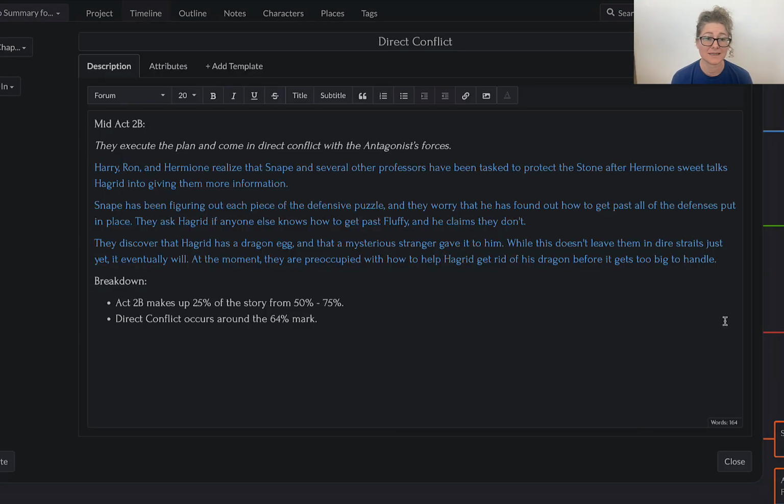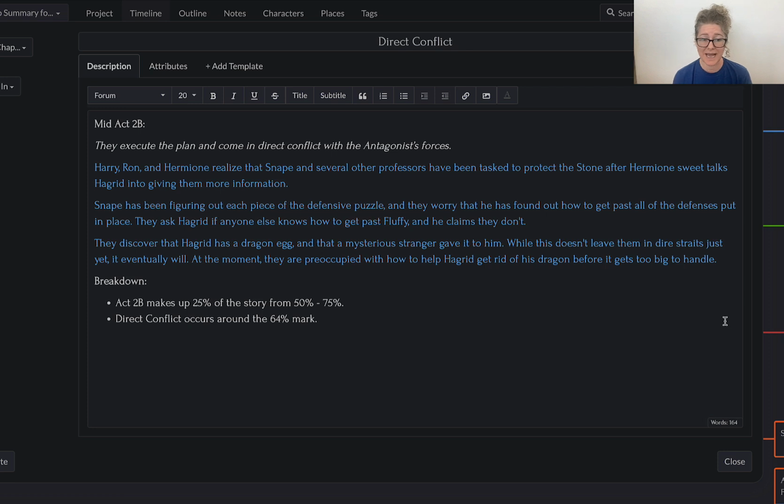Direct conflict. They execute the plan and come in direct conflict with the antagonist forces. Harry, Ron, and Hermione realize that Snape and several other professors have been tasked to protect the stone after Hermione sweet talks Hagrid into giving them more information. Snape has been figuring out each piece of the defensive puzzle, and they worry that he has found out how to get past all of the defenses put in place. So they ask Hagrid if anyone else knows how to get past Fluffy, and he claims they don't.